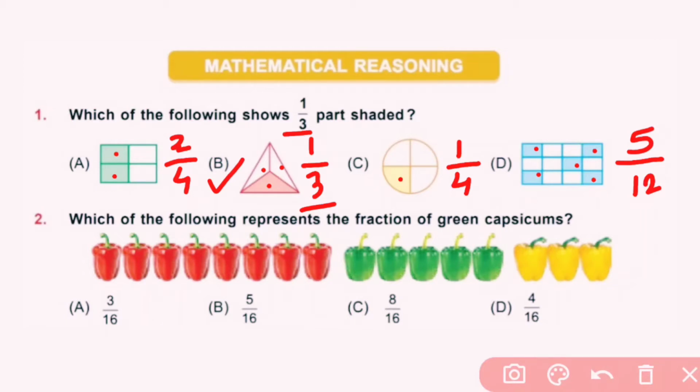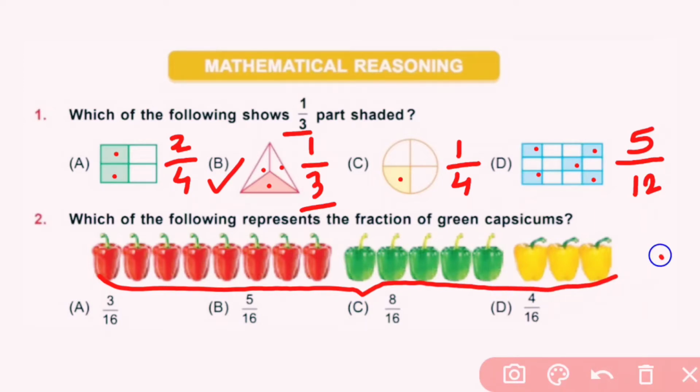Question number 2. Which of the following represents the fraction of green capsicum? So here the total capsicum are 16, and out of 16, 5 capsicum are green. So the fraction will be 5 by 16. So here B is the correct answer.